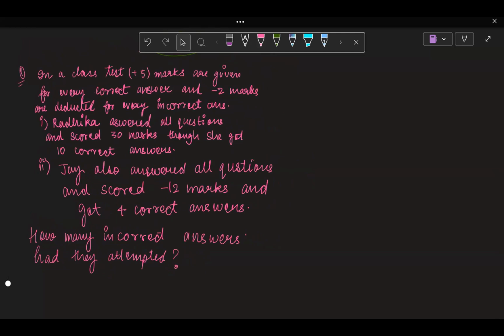Tell us that 5 marks are here for every student, and negative 2 marks for every incorrect.